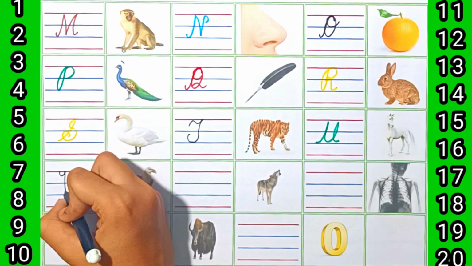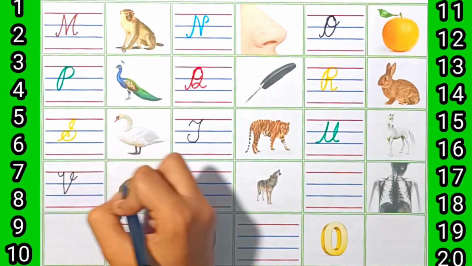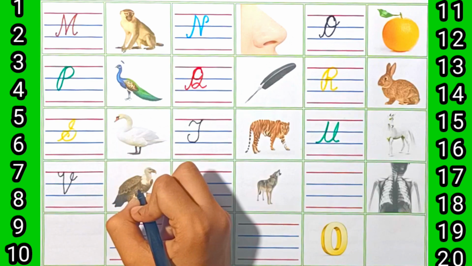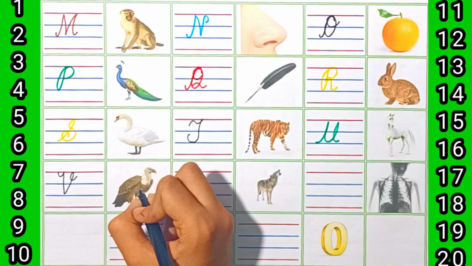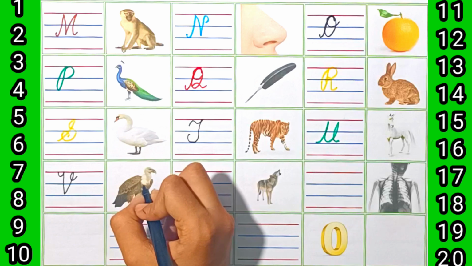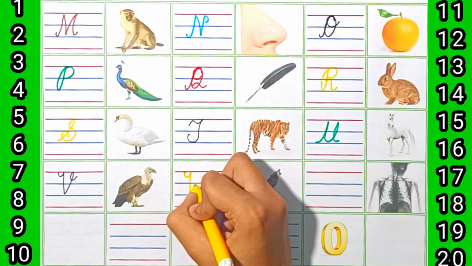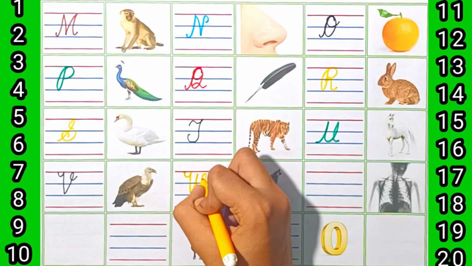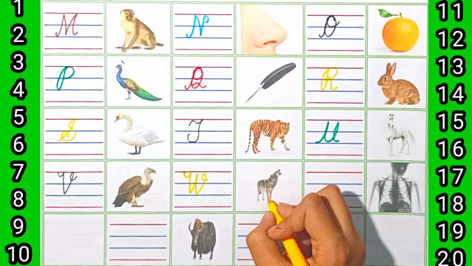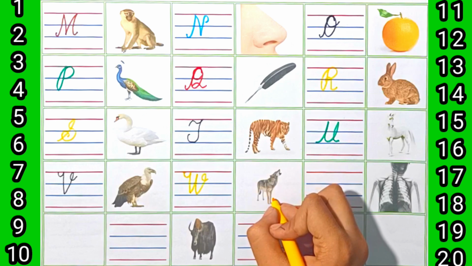V. V for vulture. V-U-L-T-U-R-E. Vulture. W. W for wolf. W-O-L-F. Wolf.